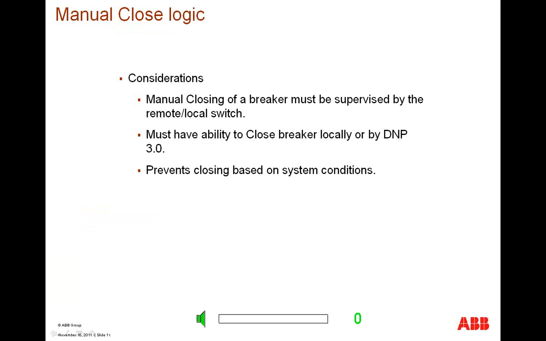So on manual control logic, some of the considerations that we need to look at is the manual closing of the breaker must be supervised by the remote local switch, and we see how to do that using the QC Bay command. We must have the ability to close the breaker through DNP, and we must prevent closing based on certain system conditions. These system conditions can be sync check or possibly some interlocks driven by ground switches.